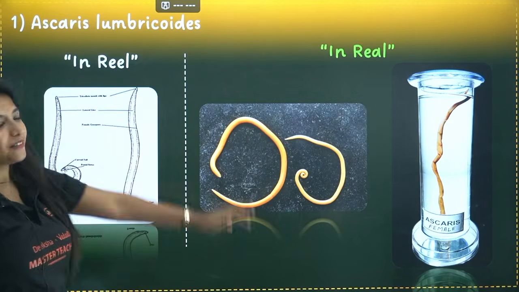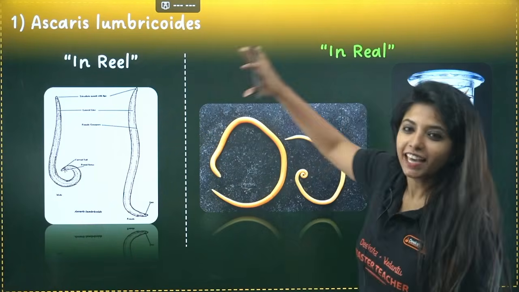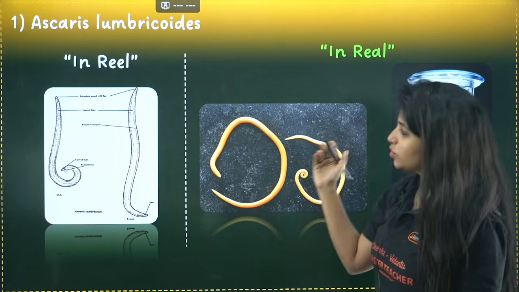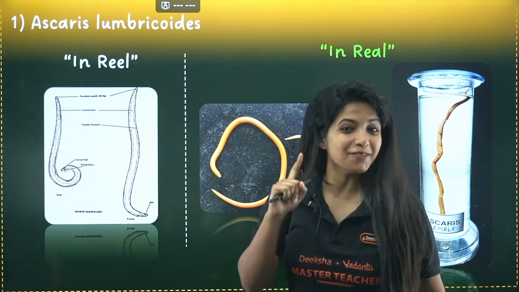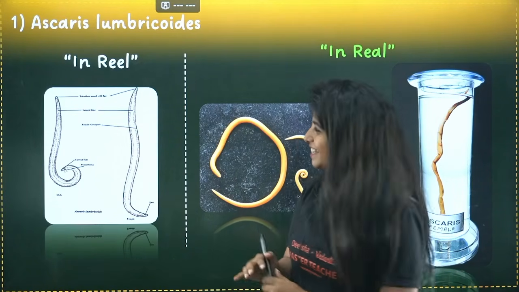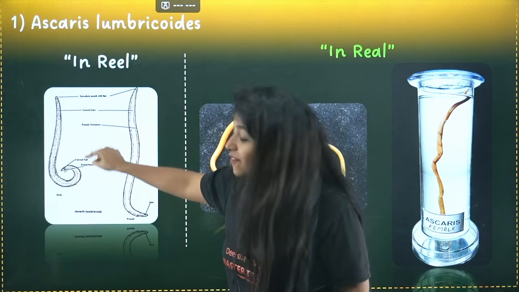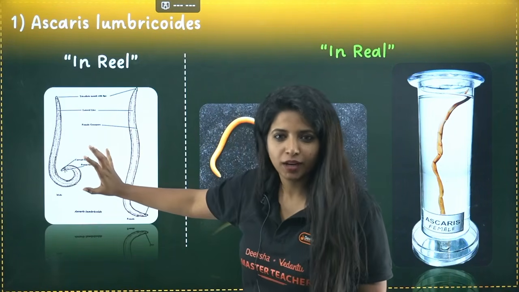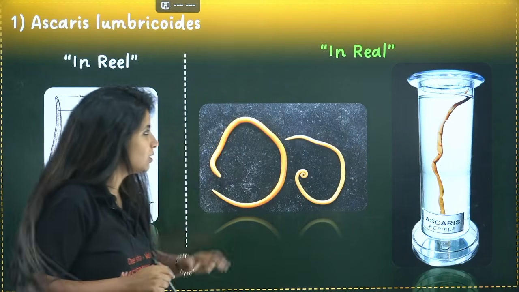Okay, so the first one that we have is Ascaris lumbricoides, and in real it looks like this. So if at all you're wondering, ma'am, why are there 2 worms over here? So one is female and one is male. Guess what is what? Well, I'll tell you. So the smaller one is actually the male, and the male would be having a very coiled end also. So in real it looked like this, right? Now you see in real.